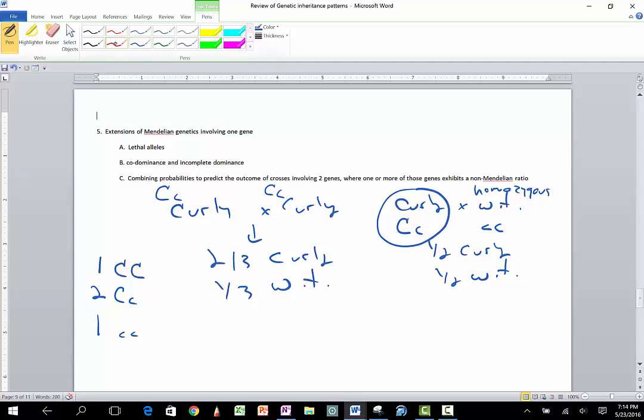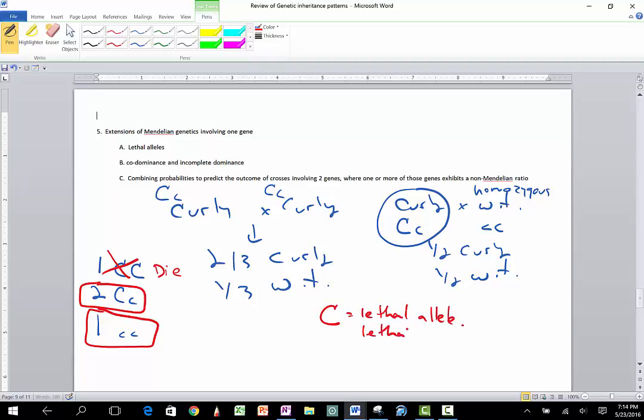So what happens is we get that 2, and then we get this 1, and those guys die. That's because big C is a lethal allele, and so it's lethal when homozygous. And that's typical of lethal alleles. They always give you a 2-to-1 ratio.